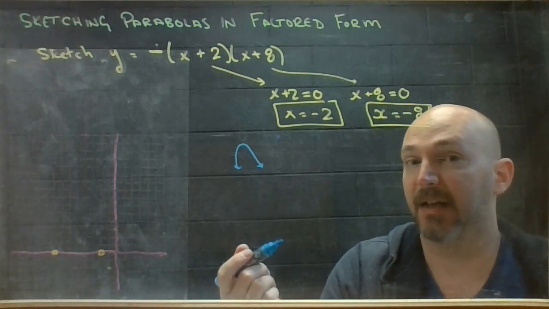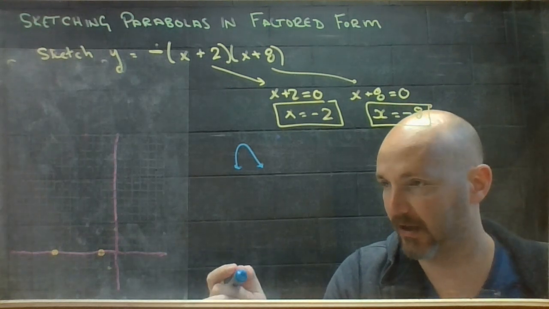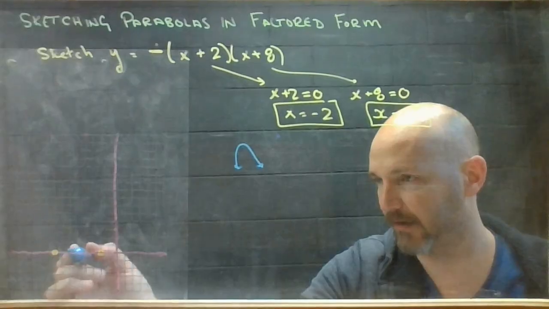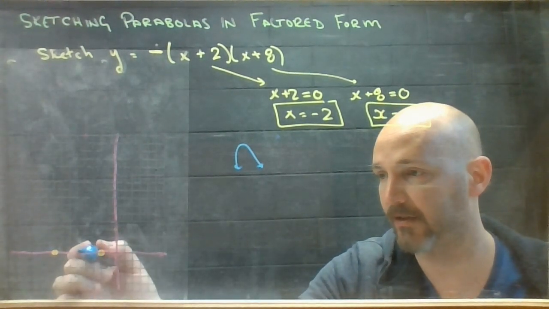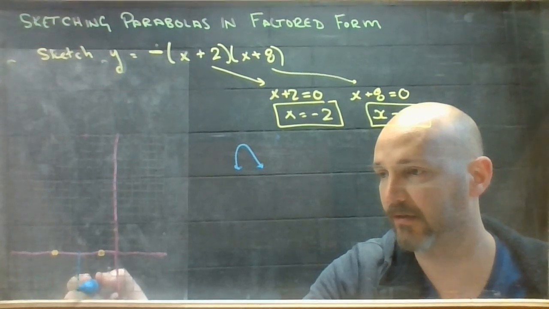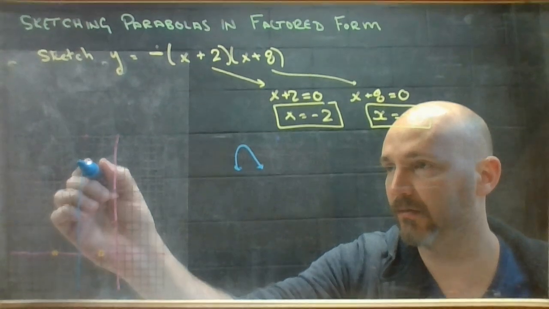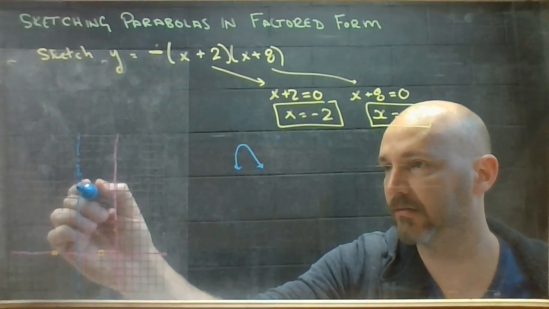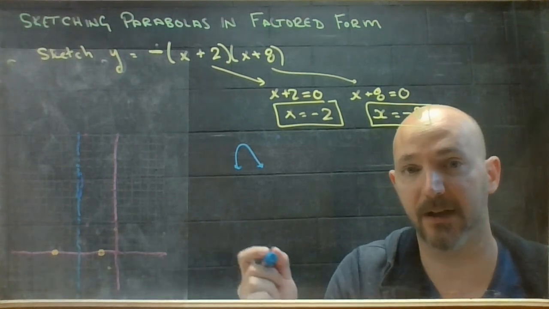But even when they're upside down, they're still symmetrical, so I can still find the vertex by looking dead center. So these are 1, 2, 3, 4, 5, 6 apart, so the midline should be 3 units from each. A little wobble there. 1, 2, 3, and 1, 2, 3, dead center.